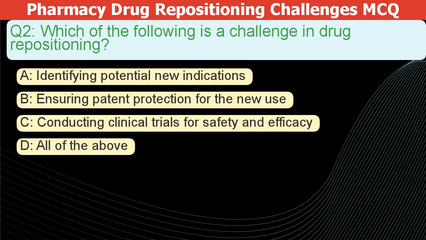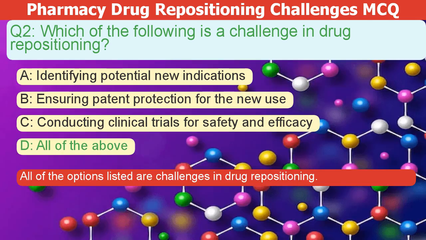Which of the following is a challenge in drug repositioning? A. Identifying potential new indications. B. Ensuring patent protection for the new use. C. Conducting clinical trials for safety and efficacy. D. All of the above. The correct answer is D. All of the options listed are challenges in drug repositioning.